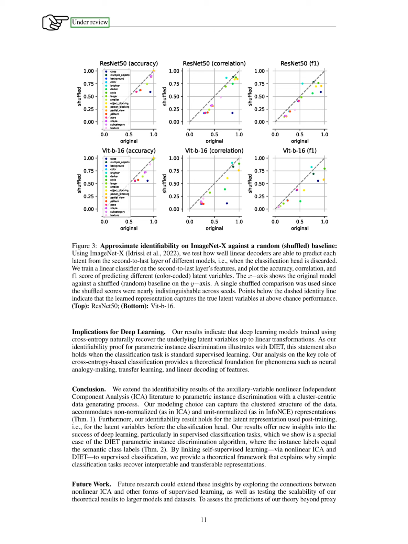Section: Implications for Deep Learning. In this section, we show that deep learning models trained with cross-entropy can effectively uncover the hidden variables, allowing for linear transformations. Our proof of identifiability, demonstrated with DIET, confirms that this holds true even in standard supervised learning tasks. We analyze the important role of cross-entropy in classification, which gives us a theoretical basis for understanding concepts like neural analogy making, transfer learning, and the linear decoding of features.